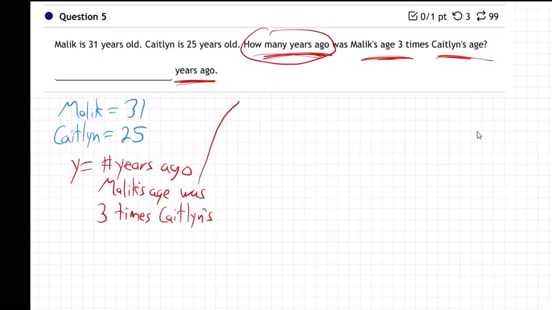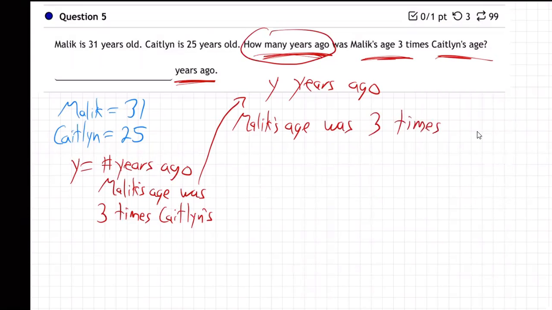So let me just write that right now. Y years ago, Y is my variable. Y years ago, Malik's age was 3 times Caitlin's age. Okay, so Y years ago, Malik's age was 3 times Caitlin's.